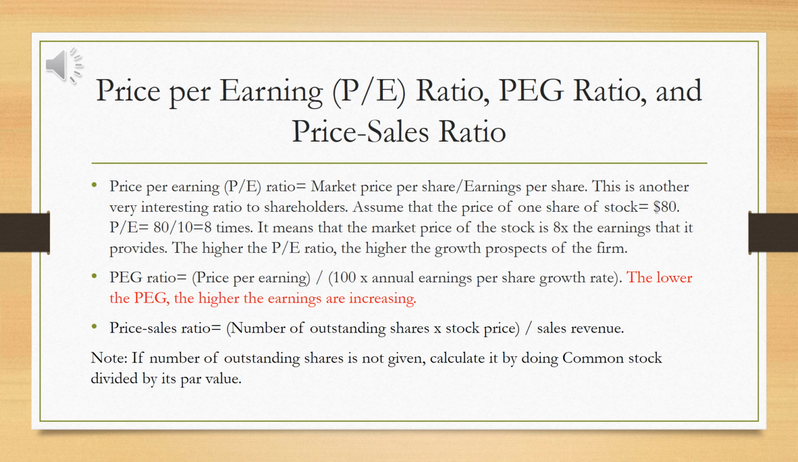Price earning growth ratio equals price per earning over 100 times annual earnings per share growth rate. The lower the price earnings growth, the higher the earnings are increasing. Price sales ratio equals number of outstanding shares times stock price over sales revenue. Note that if the number of outstanding shares is not given, calculate it by doing common stock divided by its par value.